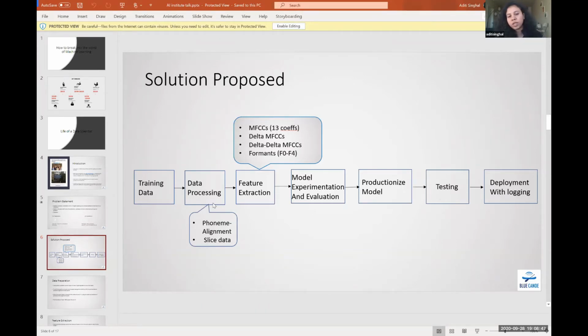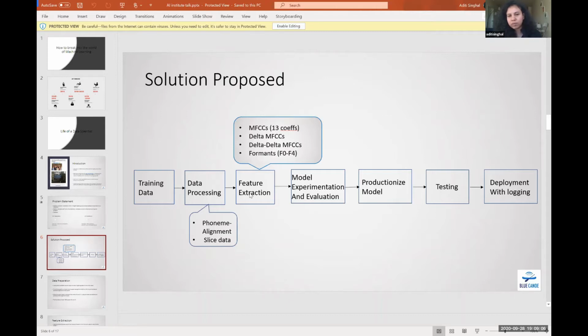Our training data comprised all native speakers. Then we did some data processing to get the slice of the audio recording that just had the V part or B part of it, because we were not interested in any other phoneme or letters here. So we sliced our data to just get B's and V's, and from that, we extracted our features.